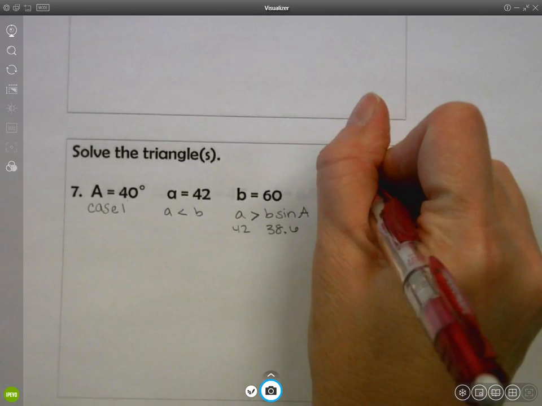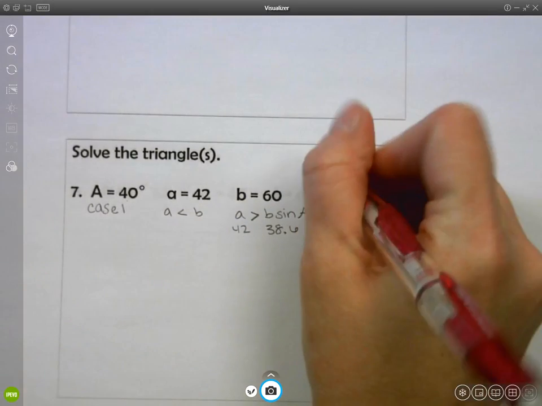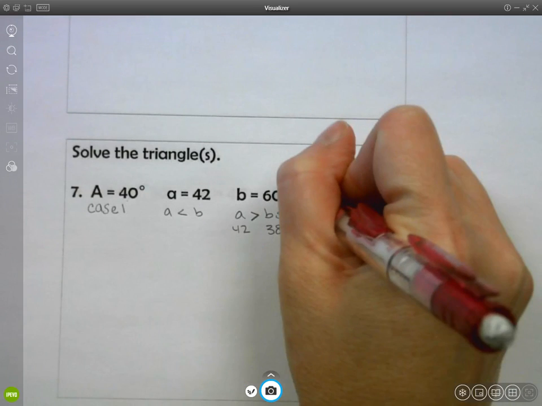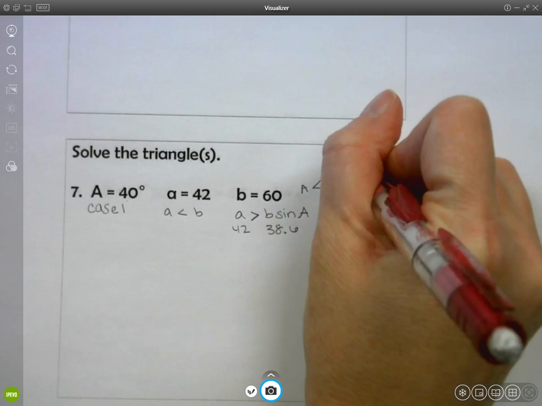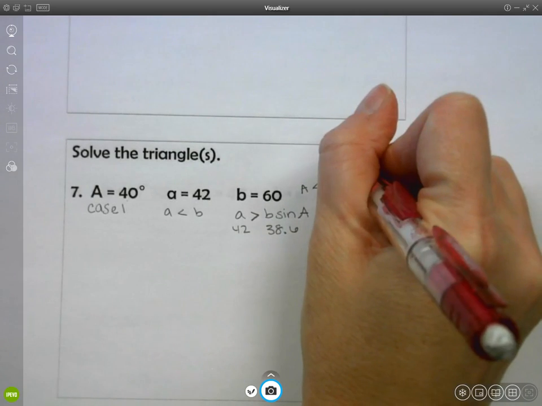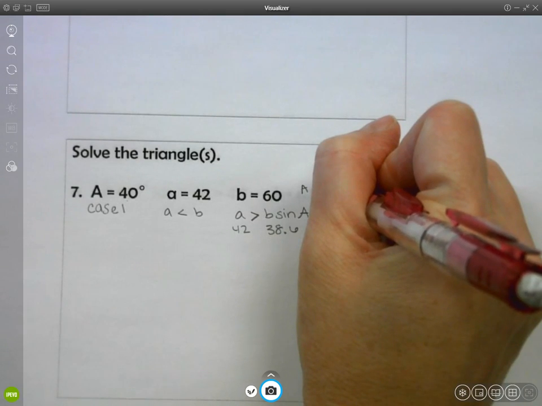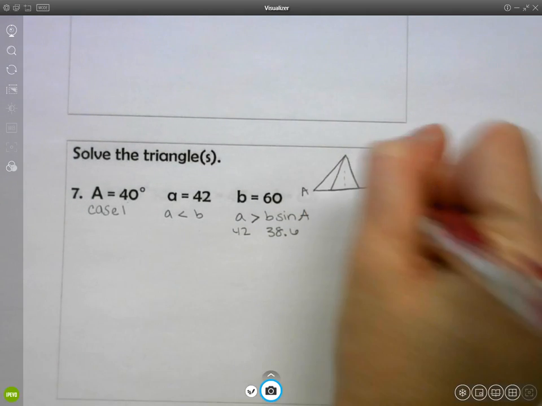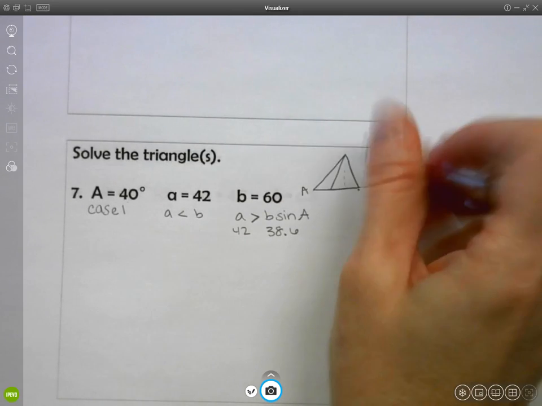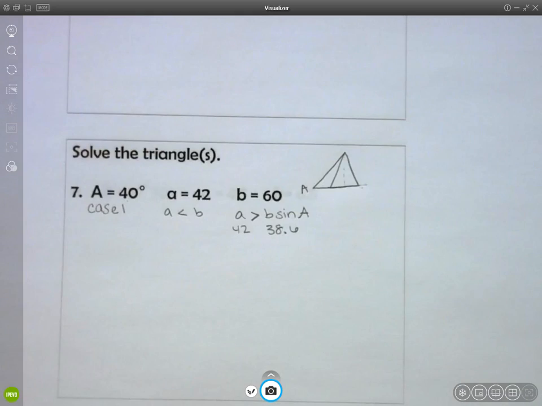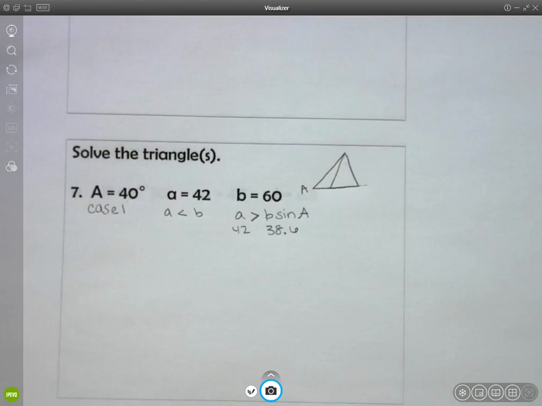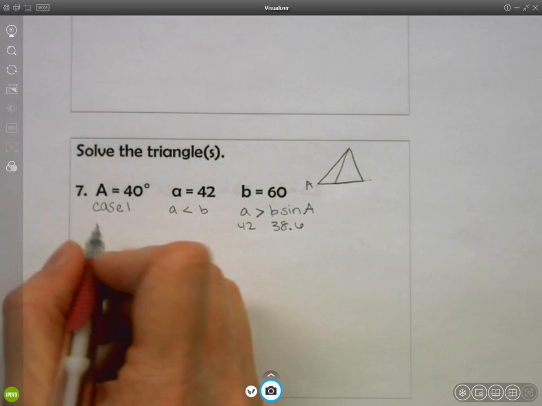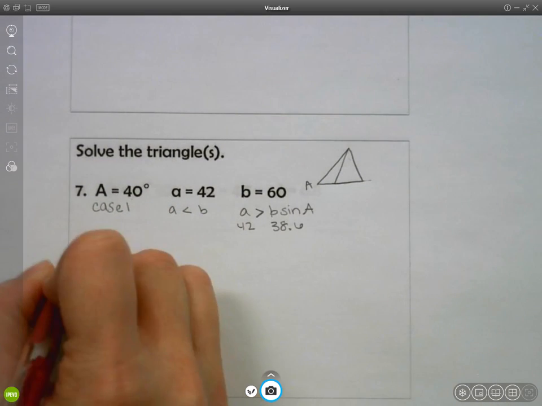of, we know this angle, we know this side is more than the height, so it can hit over here or it can hit over here. Okay, so that's kind of what we're looking at. So for this to make sense, we have two different triangles going on. All right, so we're going to start out and solve everything like normal. Okay, so we have two triangles.